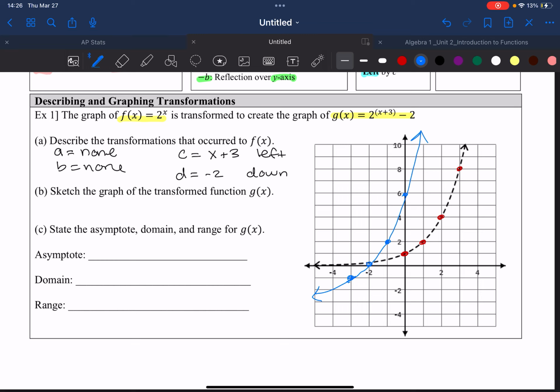Okay, then it says state the new asymptote, domain, and range. So since this is an exponential function, remember that this is affected by the value d. And since d is negative 2, our asymptote is going to be y equals negative 2. Same with our range. Our range is going to be negative 2 to infinity. Notice that these values are all affected by whatever d is, so whatever our transformation of going up or down. And then our domain stays the same, negative infinity to positive infinity.